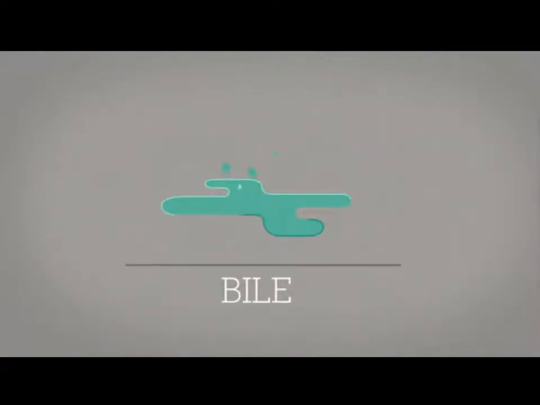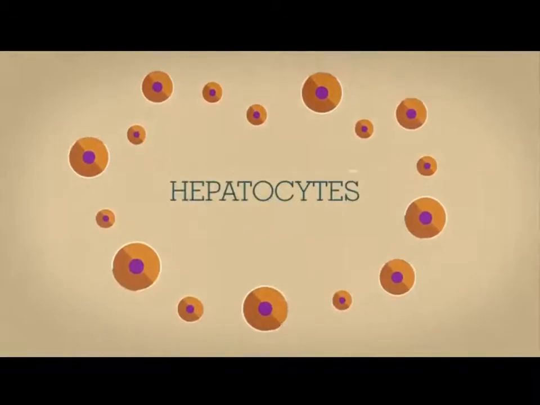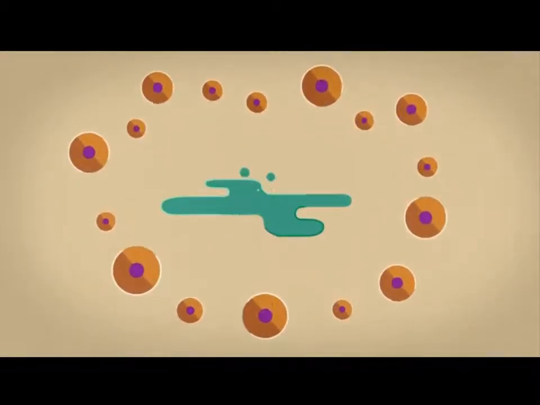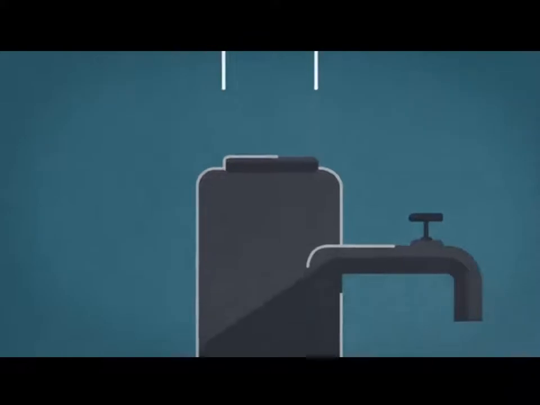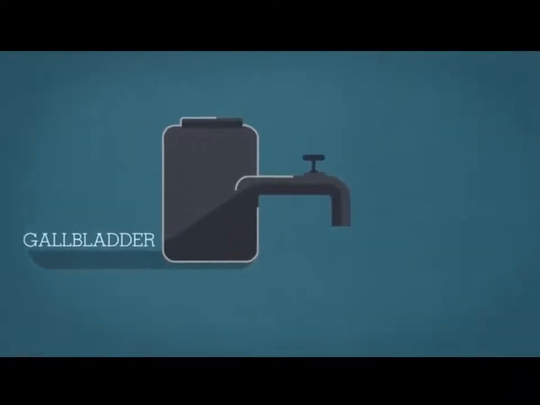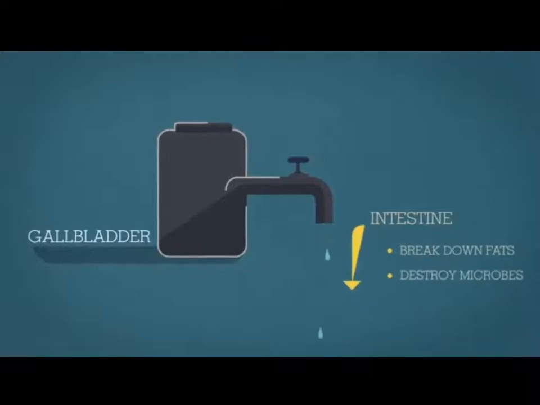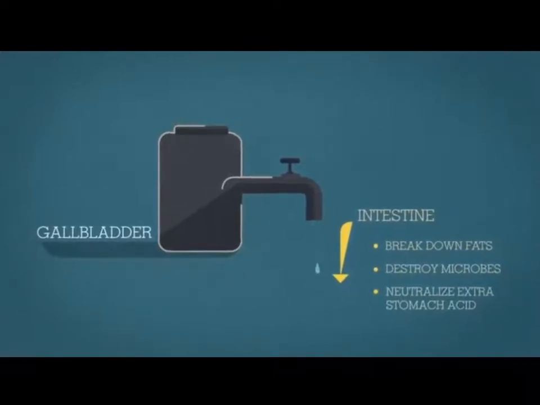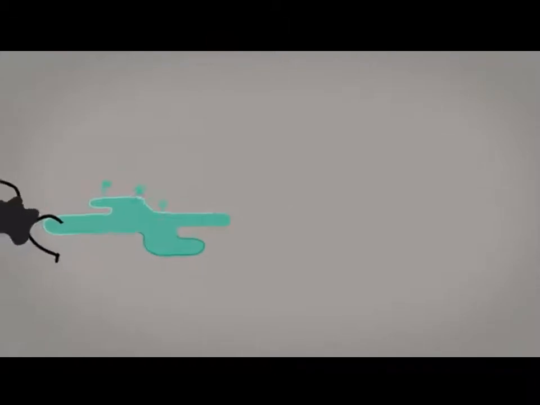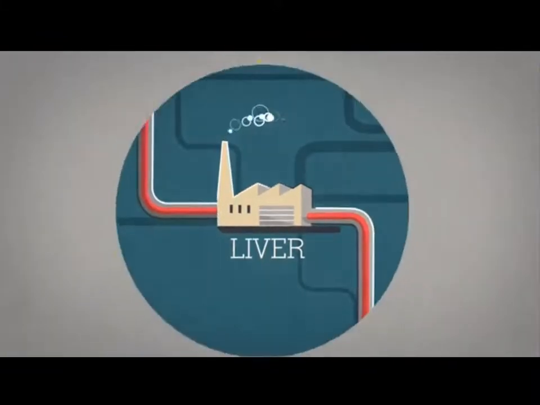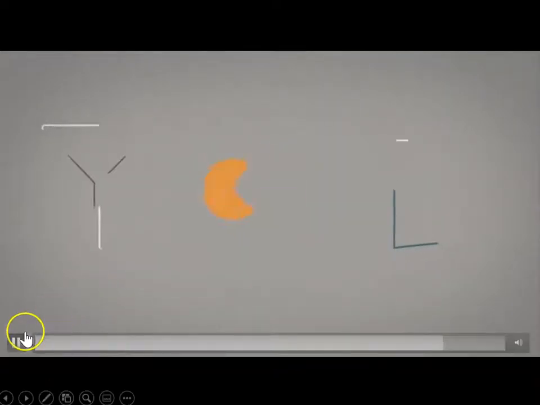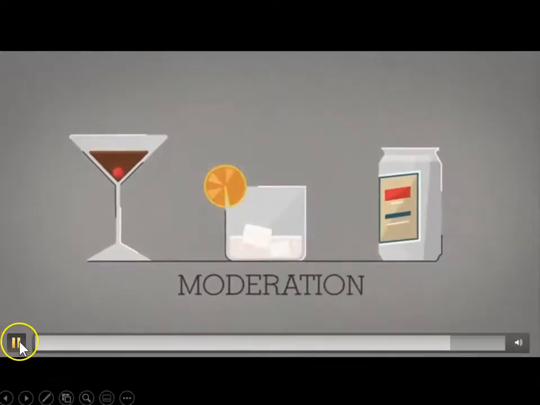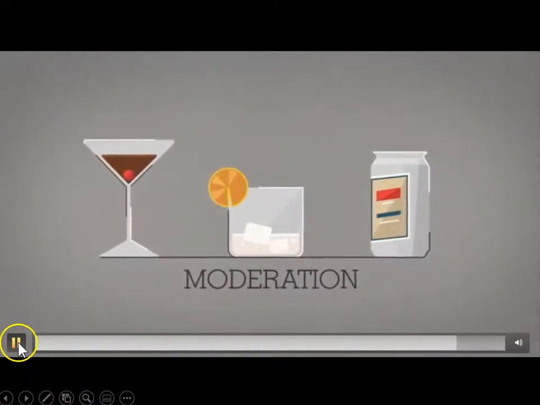Like an eco-friendly treatment plant, the liver uses cells called hepatocytes to convert toxic waste products into this bitter greenish liquid. As it's produced, bile is funneled into a small container below the liver, called the gallbladder, before being trickled into the intestine to help break down fats, destroy microbes, and neutralize extra stomach acid. Bile also helps carry other toxins and byproducts from the liver out of the body. So as you can see, the liver is an extremely efficient industrial site, performing multiple tasks that support each other. But such a complex system needs to be kept running smoothly by keeping it healthy and not overloading it with more toxins than it can handle.